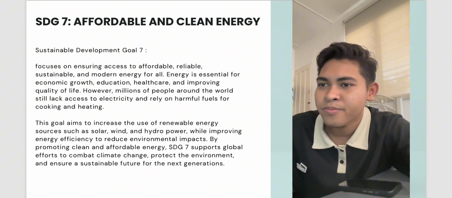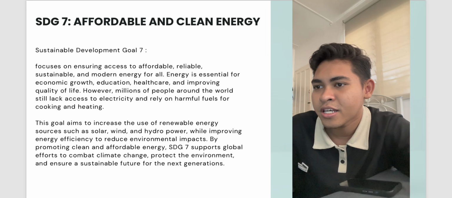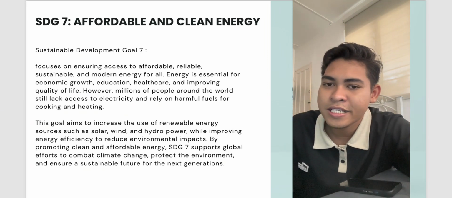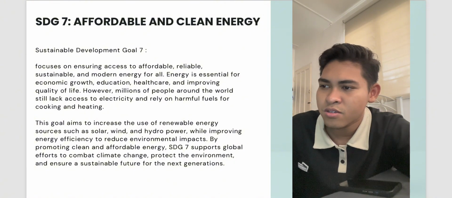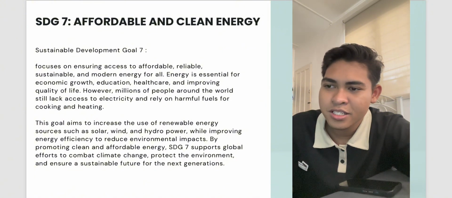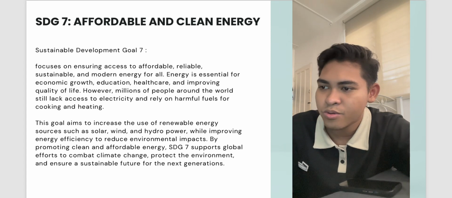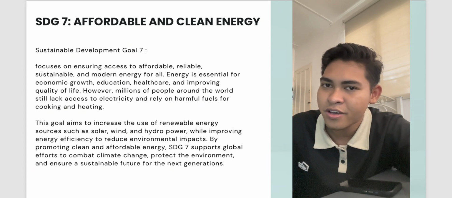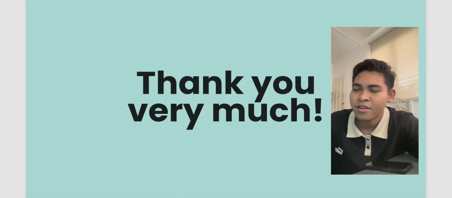However, millions of people around the world still lack access to electricity and rely on harmful fuels for cooking and heating. This goal aims to increase the use of renewable energy, such as solar, wind, and hydropower, while improving energy efficiency to reduce environmental impact by promoting clean and affordable energy. SDG 7 supports global efforts to combat climate change, protect the environment, and ensure a sustainable future for the next generation. Thank you so much.